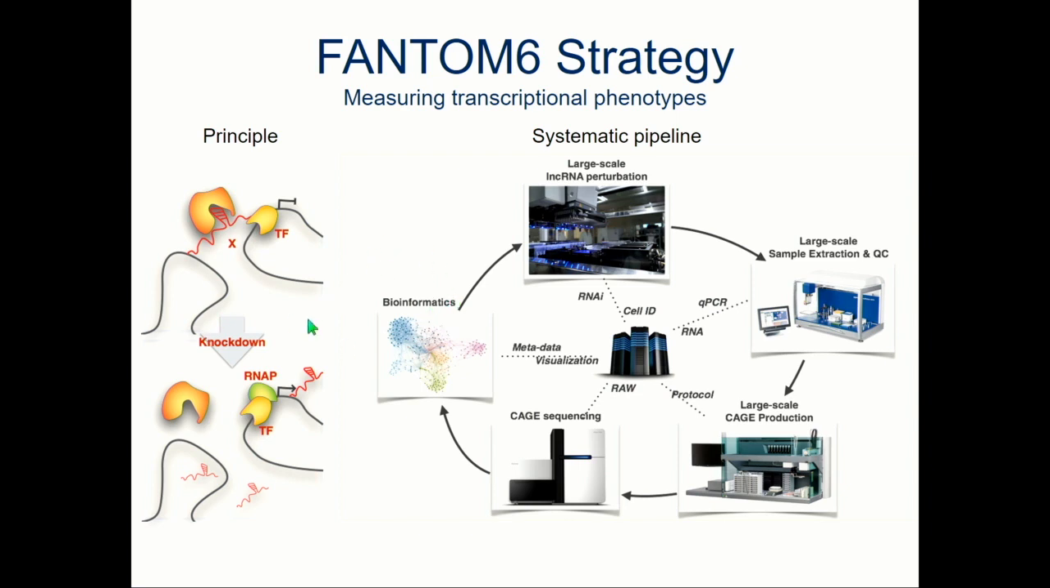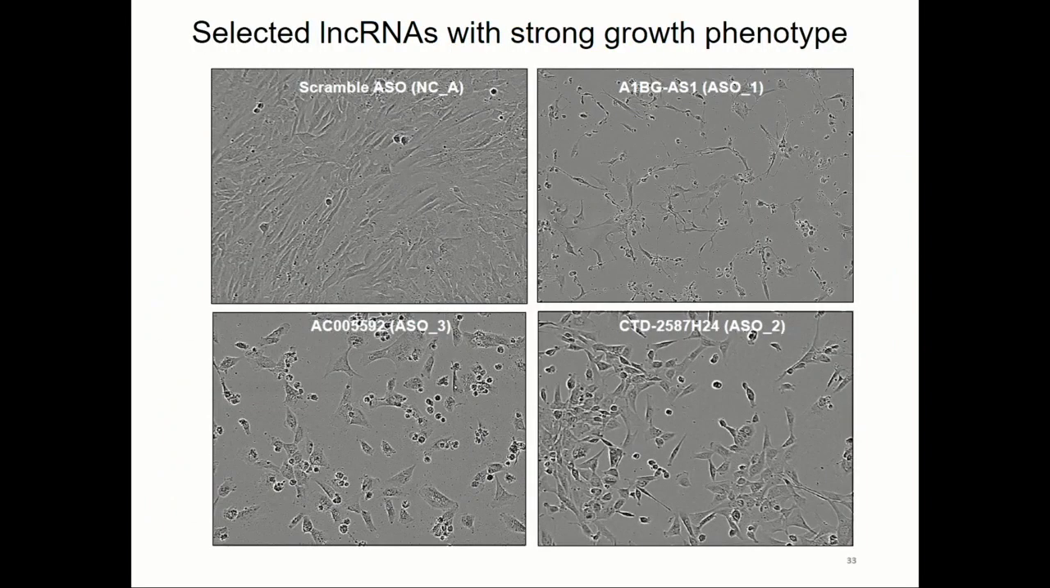So we look for those responses by essentially knocking down non-coding RNAs, extracting RNA, preparing a CAGE library, and sequencing and analyzing if anything has changed in the network. So essentially it is a transcriptional phenotype that we are analyzing. Sometimes we see a very obvious effect in cell growth, so this is a control, but sometimes knocking down non-coding RNA, we see a dramatic effect in cell growth. Sometimes we see even apoptosis, and we see a lot of differential phenotypes just by looking at the cell.